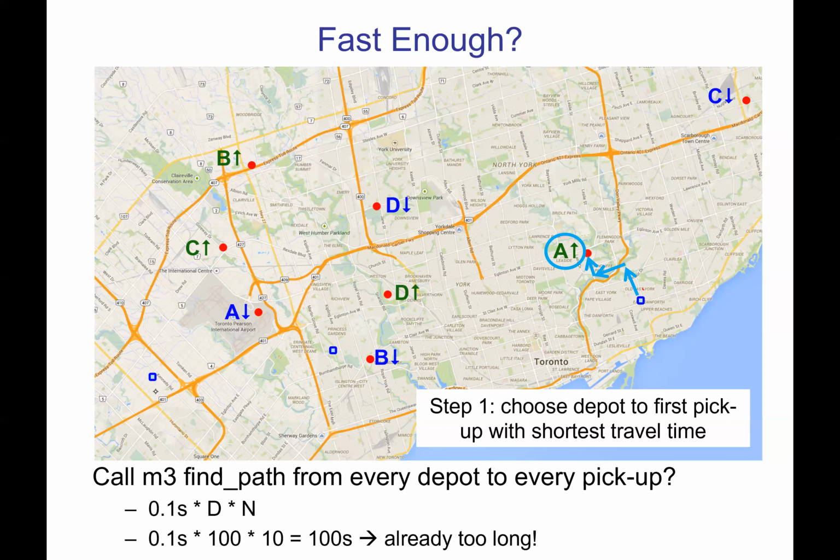It's going to be a problem, okay? If we have n equals 100 and D equals 10, we've got 1,000 find path calls. And if each of our find paths takes 0.1 seconds, which is pretty good, this is 100 seconds. We're not going to give you 100 seconds. We're going to give you 50. And you've only gone through the first step of your algorithm.